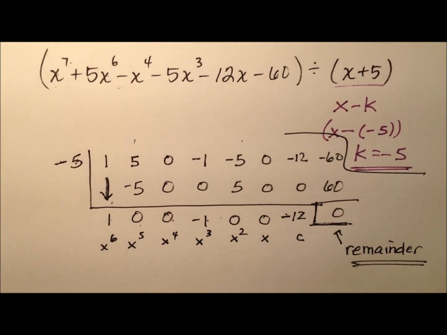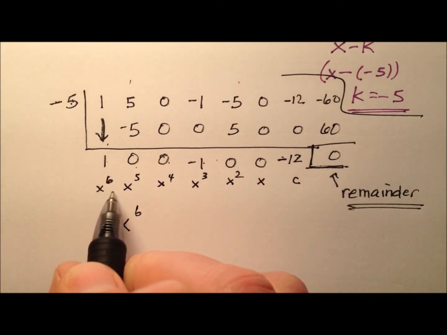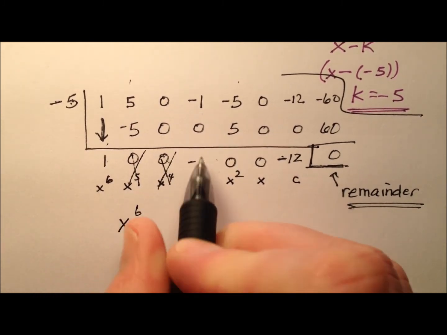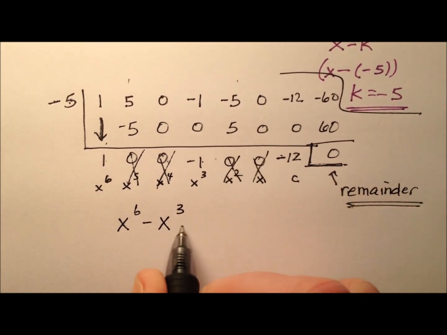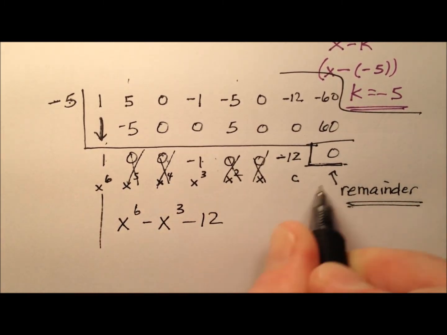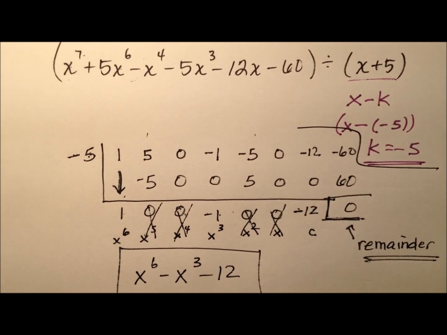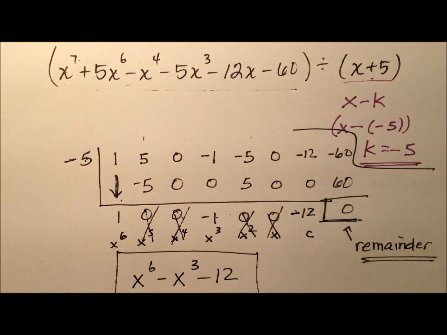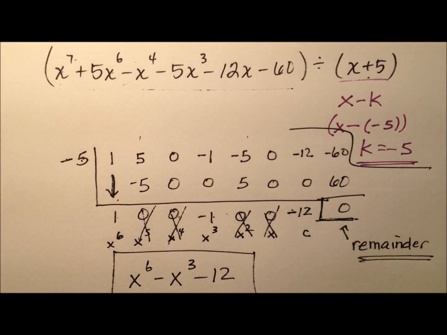Okay, so let's go ahead and write that quotient in full now. So I have 1 x to the 6th term, none of those, minus 1 x cubed term, none of those and none of those, and then minus 12 with no remainder. So here is the quotient then when I divide this polynomial by my linear binomial x plus 5. And we did so using synthetic division.